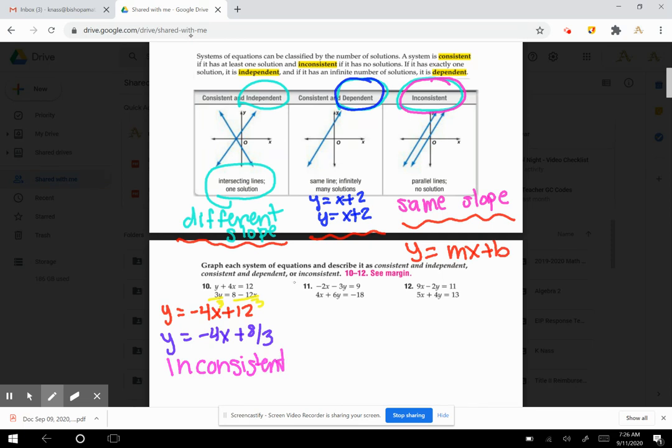You do not have to write consistent and independent. It's just inconsistent, independent, or dependent. Let's go to the next one.